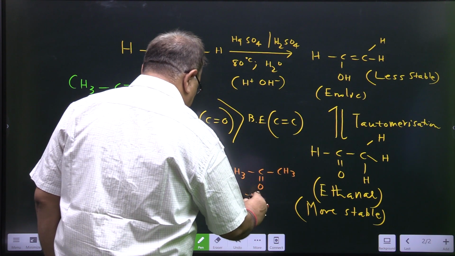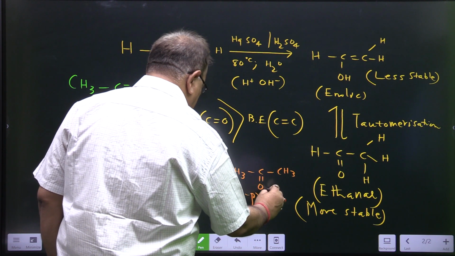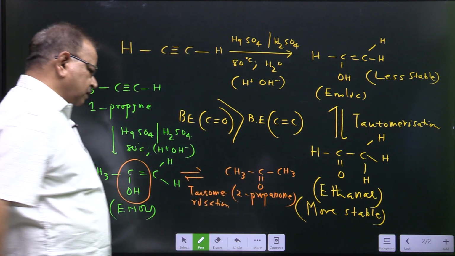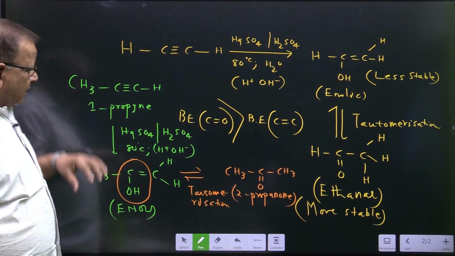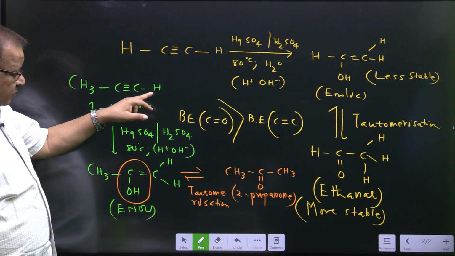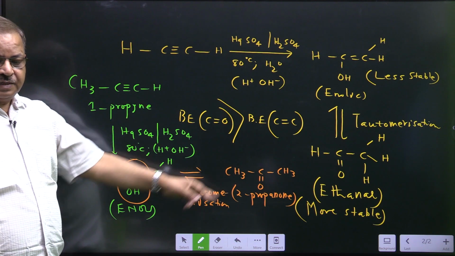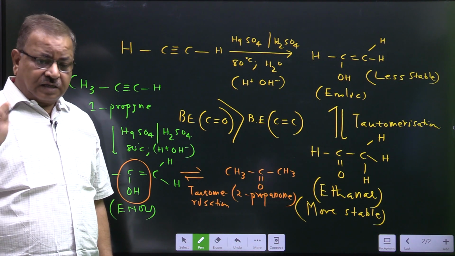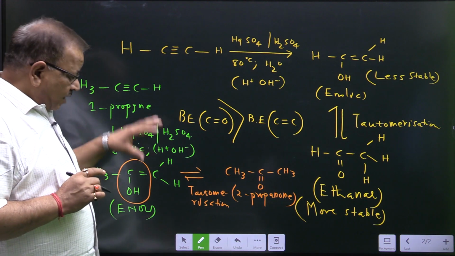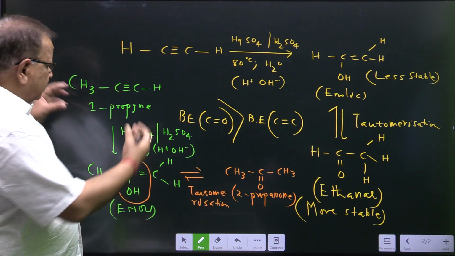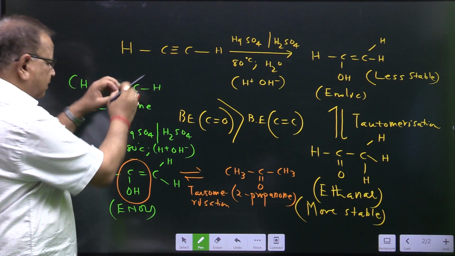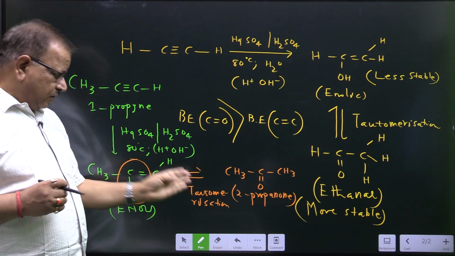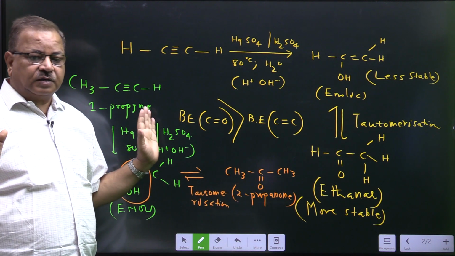It is 2-propanone. It's a monocarbonyl compound. It's acetone. If you change this hydrogen, you will get another compound. In the case of acetylene, you will get an aldehyde only. In other alkynes, the type of product depends upon the groups attached to this unsaturated carbon. We can change the groups like CH3 and H here, and we will get different kinds of carbonyl compounds.